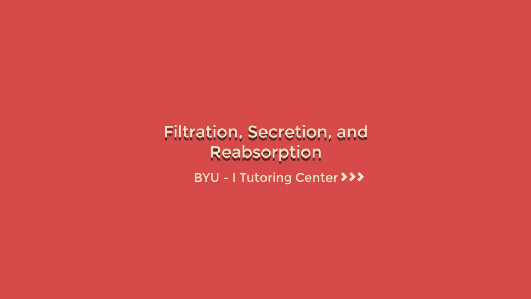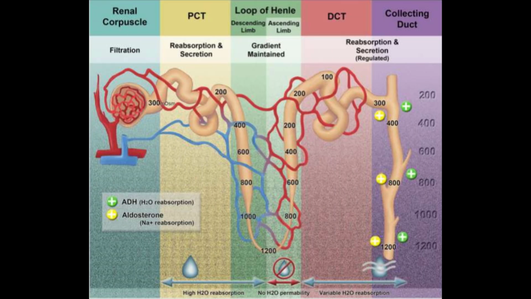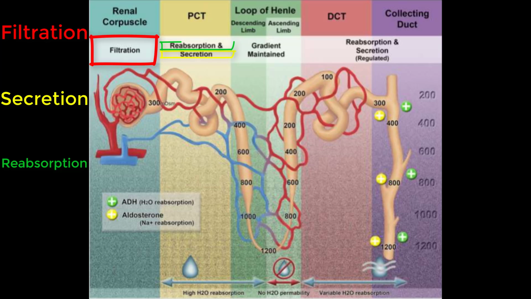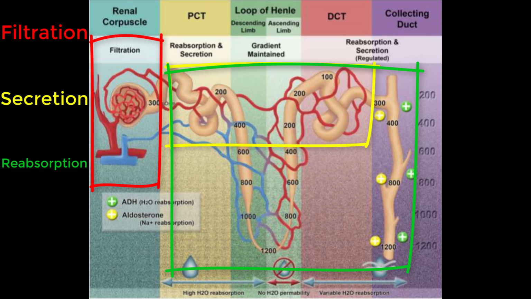Today we'll be talking about filtration, secretion, and reabsorption. The foundation of kidney function is based on these three things: filtration, secretion, and reabsorption. Each of these processes has a highly specific meaning and function in the kidney. These terms cannot be used interchangeably to describe kidney function, because each term or process is tied to a specific function in the kidney, which we'll talk about throughout this video.